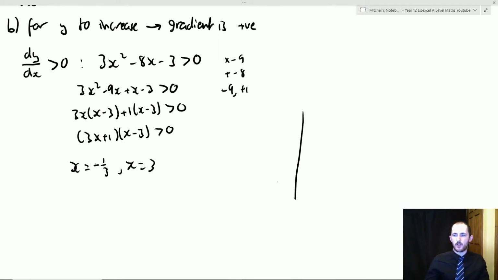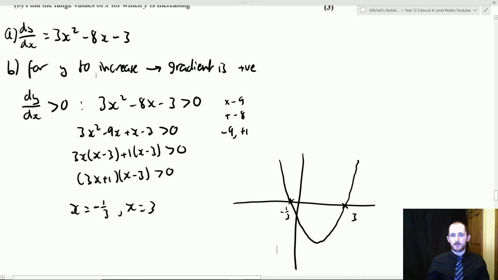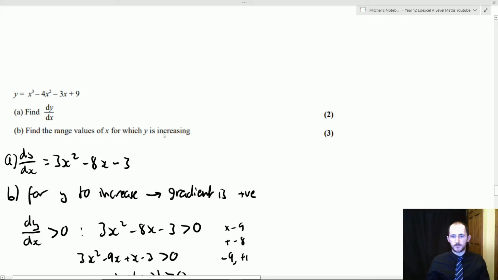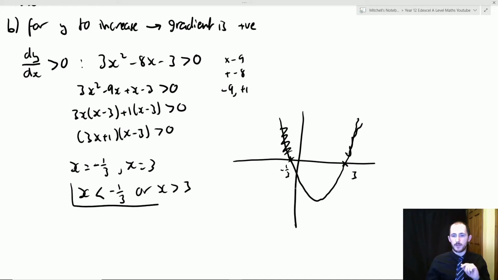So if we were to draw out this graph, we have two crossing points here and here, minus a third and 3. We're going to have a graph that looks something similar to this, and we want the values for which it's positive, right? Because again, for y to increase, which is what the question says, the gradient has to be positive. So we're looking for these values here and these values here. And that occurs when x is less than minus a third, not less than or equal to, or x is greater than 3. That would be your final answer.